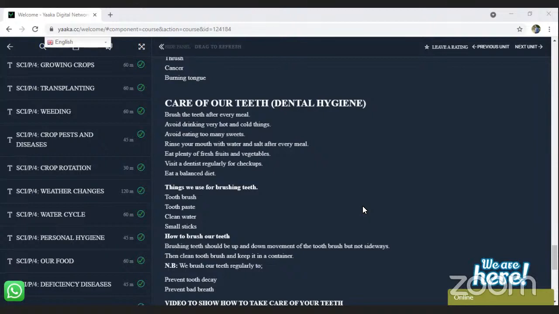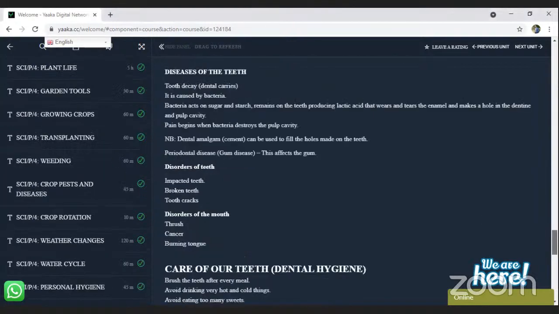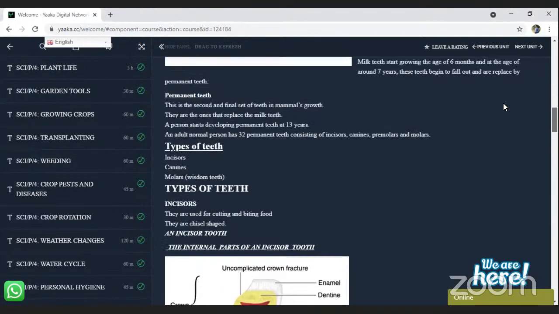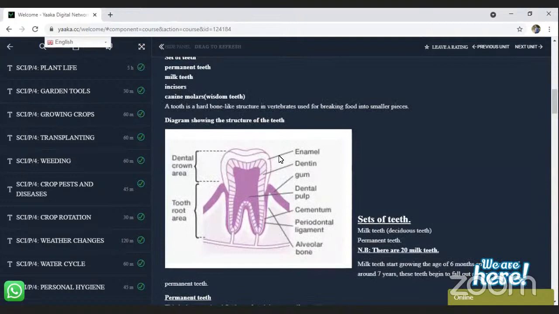Then if they ask you about the molar teeth, you simply say they are blunt, broad, and rough, used for chewing food, or having ridges. If you don't want to say blunt, you can say they have ridges for chewing food. As simple as that. So when you look at the tooth, you get to realize that it has got different parts, very many parts. Like you can see this first one, it has got the enamel.